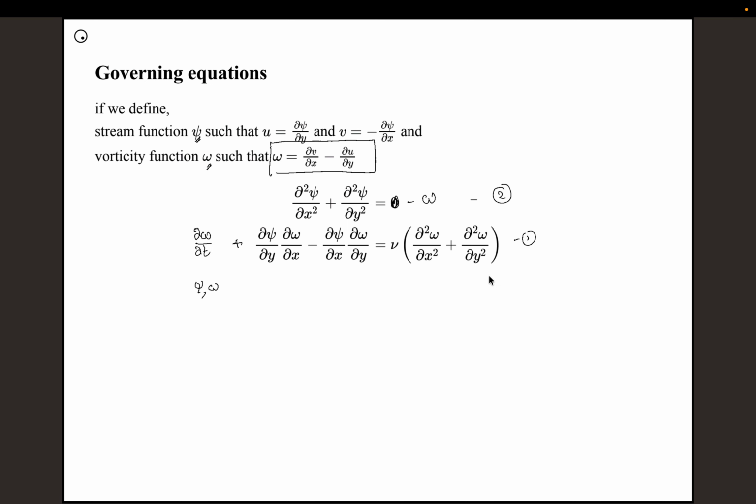So what we have done essentially is we have reduced our problem from a 3 variable one to a 2 variable one. If we further restrict to a steady state flow, then even this term will go off. All we are left with is these two equations and two variables that we need to solve for.